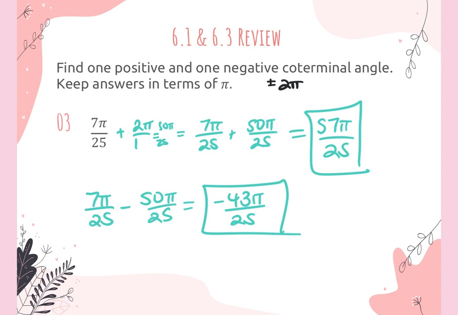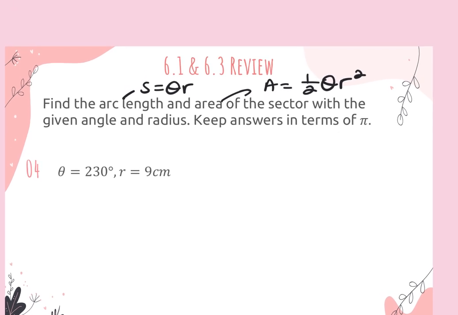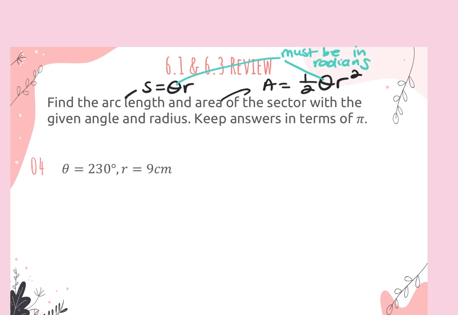Questions on that one? All right, then 4 had 2 parts. It said find the arc length and the area of the sector with the given angle and the radius. Keep answers in terms of pi. Again, no calculator here, so you won't be rounding these. The arc length is your S equals theta times the radius, or S equals theta r. S stands for arc length. Theta is in radians, so that's one of the most important parts, is both of these must be in radians. And then R stands for the radius.